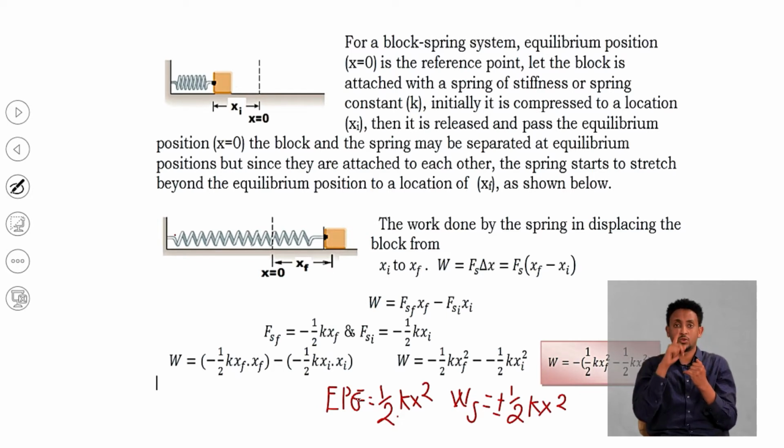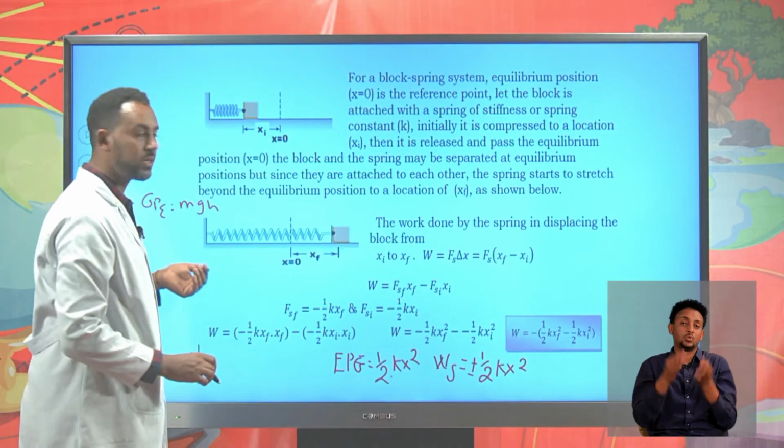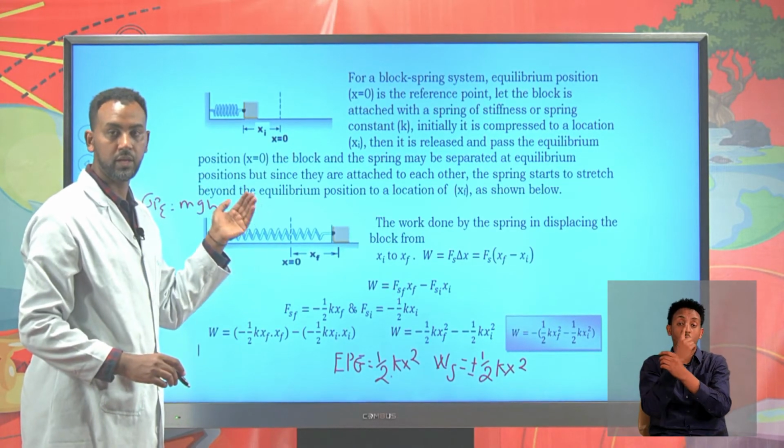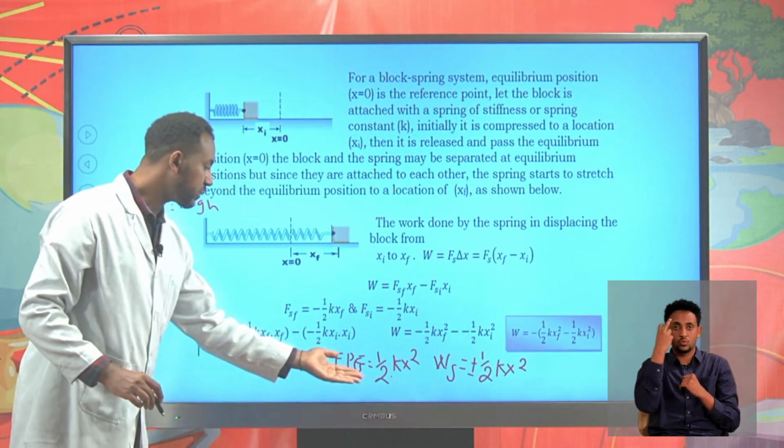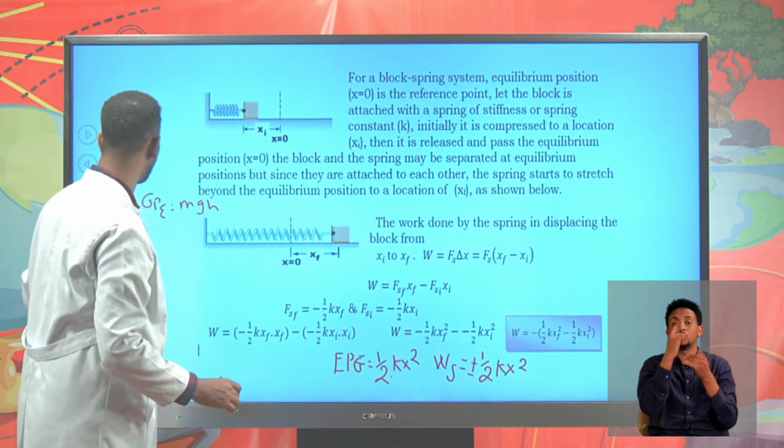We have classified potential energy into two types: gravitational and elastic. Gravitational potential energy can be given as mgh. This is how we determine it. Kinetic energy can be given as 1 over 2 mv squared. And the elastic potential energy can be given as 1 over 2 kx squared.